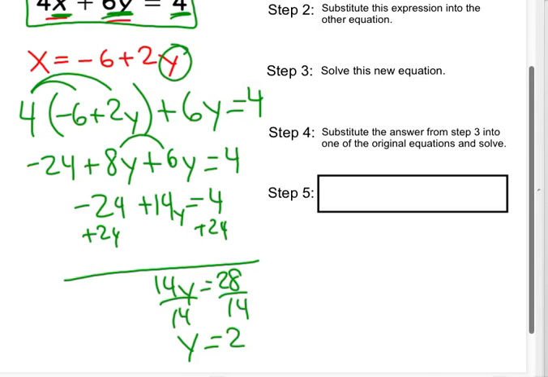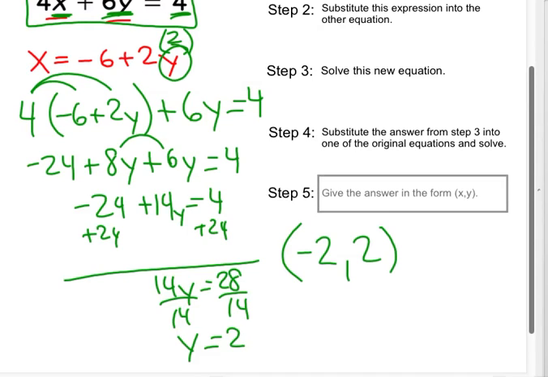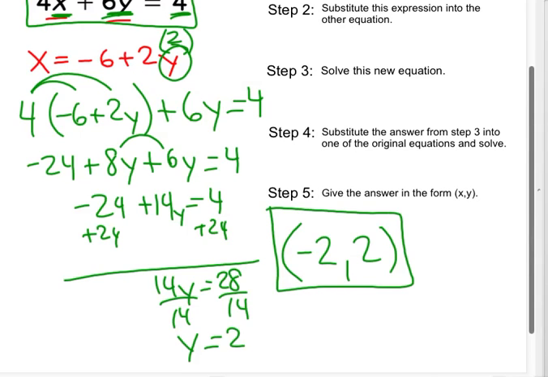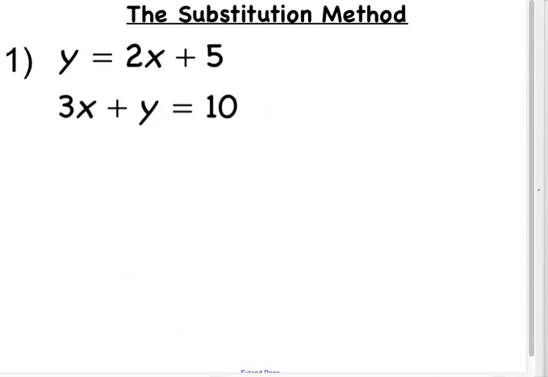So what I get is x equals -6 plus 2 times 2. That's 4. 4 plus -6 is -2. So my answer is -2, 2. And that is actually my 5th step, which I skipped ahead to. Give the answer in the form x comma y. So you're not finished until you have both x and y and you put it in coordinate form. All right, so let's move on. Let's just try a couple examples and then we'll be done.